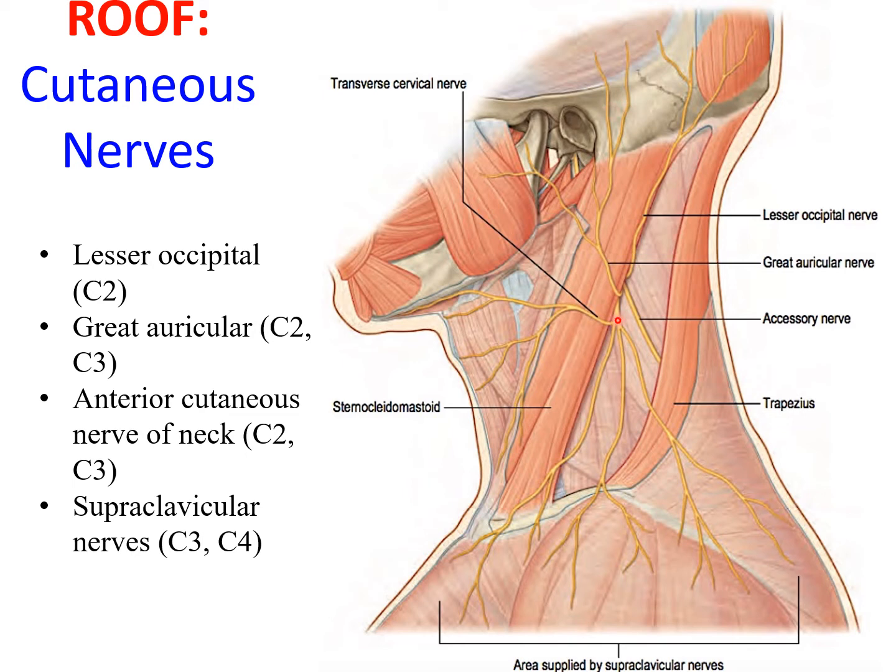Coming to the third branch, that is the supraclavicular nerves. The supraclavicular nerves are formed from the ventral rami of the C3 and the C4 cervical nerves.